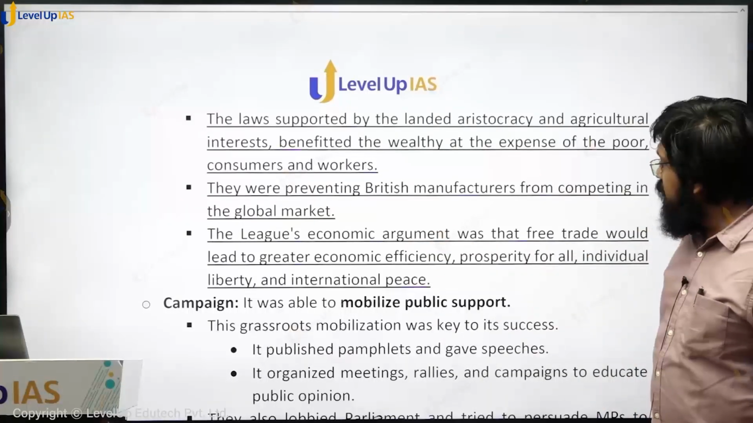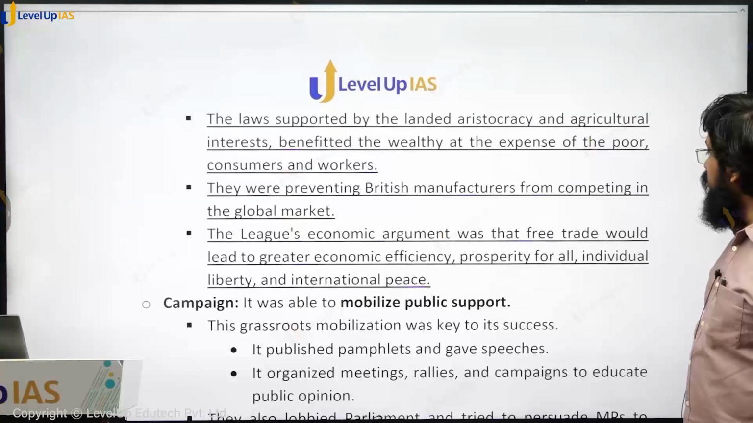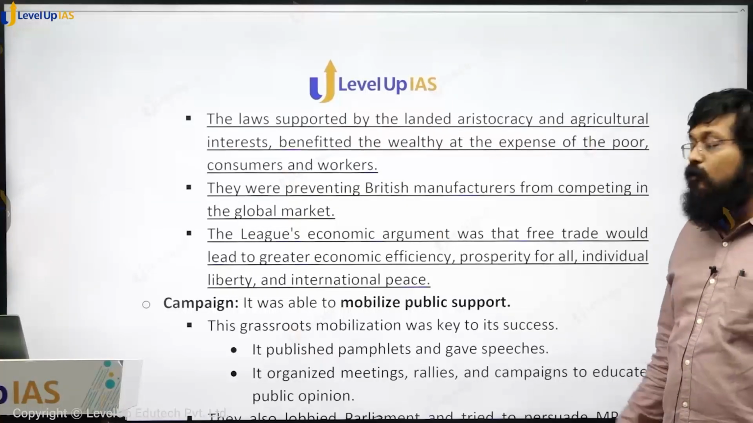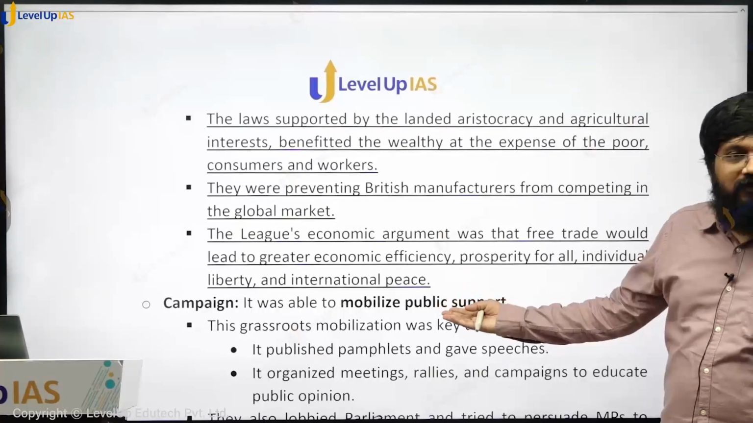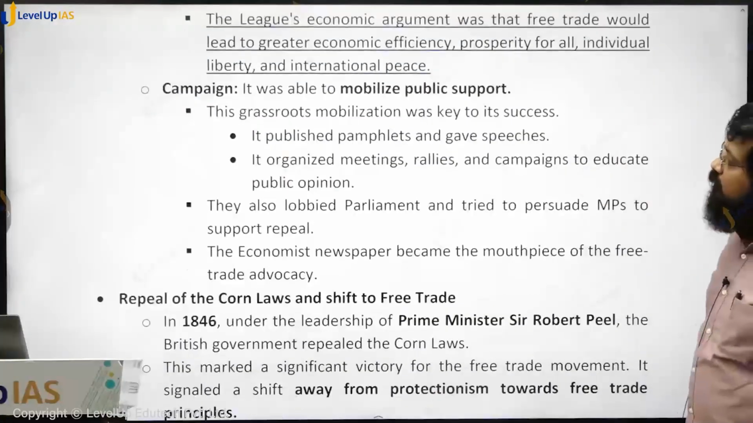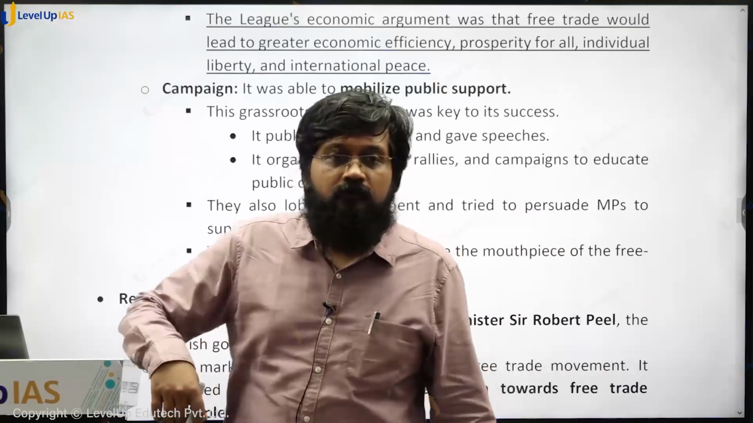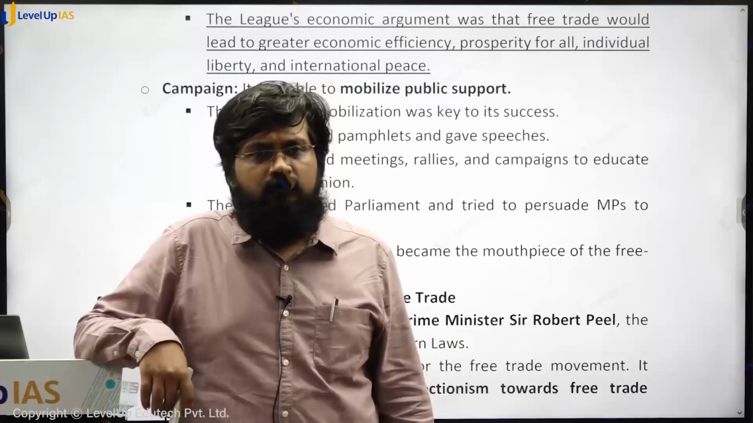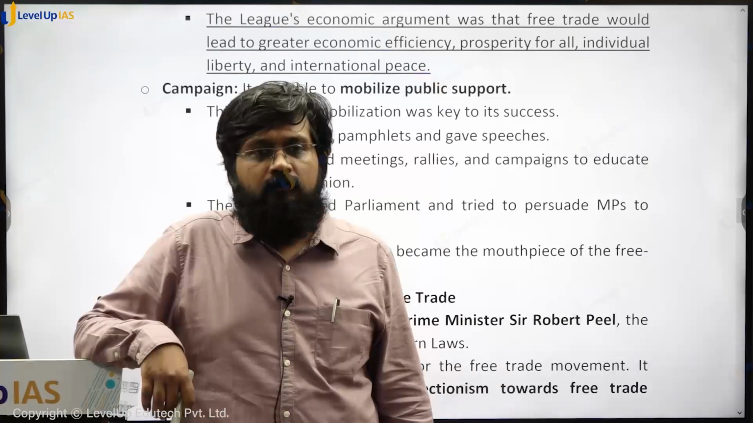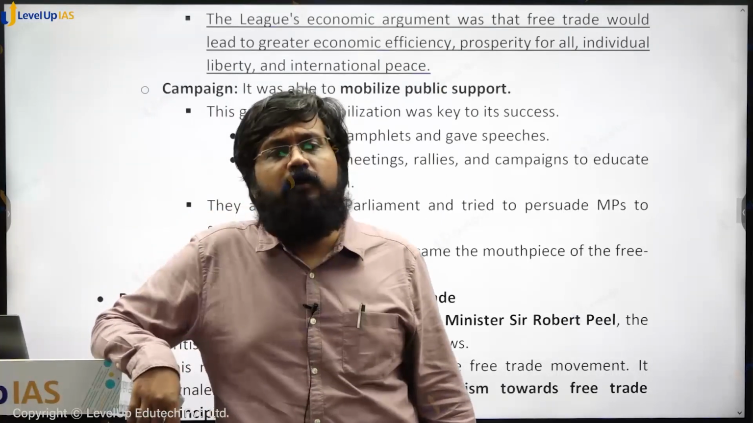The league's economic argument was that free trade would lead to greater economic efficiency, prosperity for all, individual liberty, and also international peace. But वो चलो अलग बात है. They started उनके arguments हो गए. आप बोल सकते हो वैसे, but they were not talking कि source of import कहाँ से होगा.